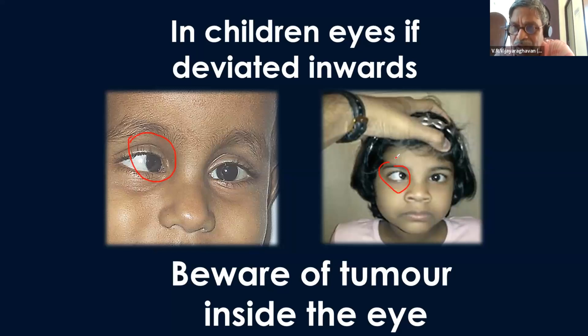You know why? It is also an exam question. Your answer is, sir, the medial rectus is very powerful in young children. That is why the eye will be deviated inwards. So that means, when you find a squint, be careful.